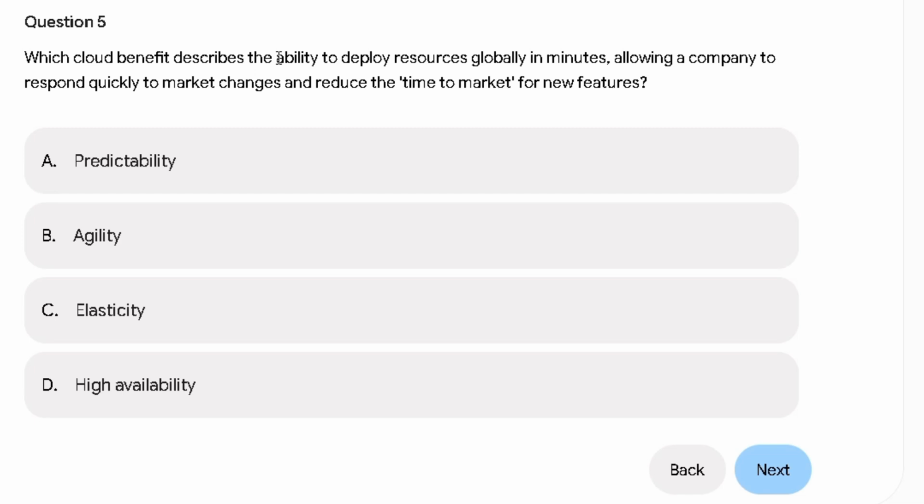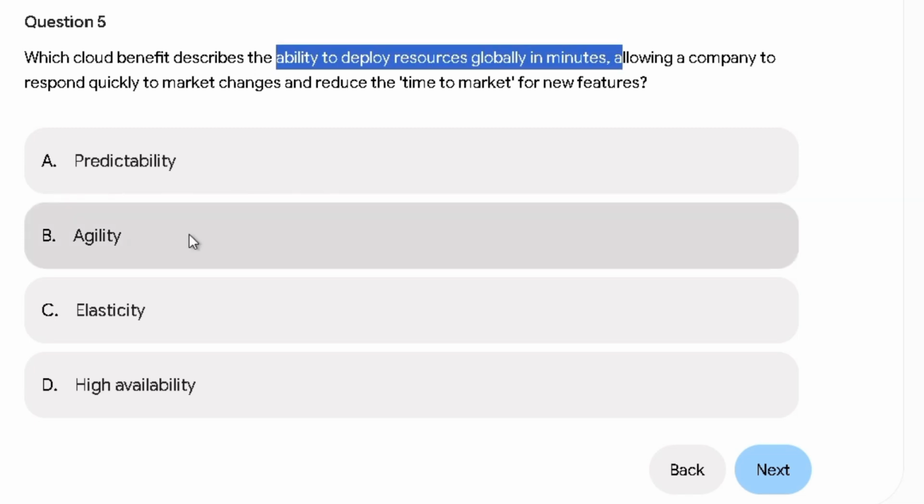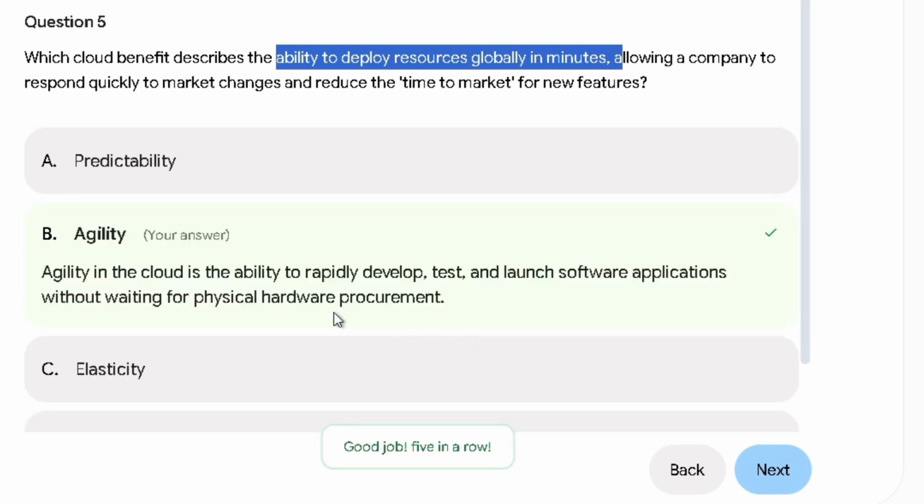So here the key is the ability to deploy in minutes, and that's agility: how agile I am to do this quickly. I don't think I covered agility, but agility is one of the concepts that can be on your AZ-900 test. Agility in the cloud is the ability to rapidly deploy, test, and launch software applications without waiting for physical hardware procurement.